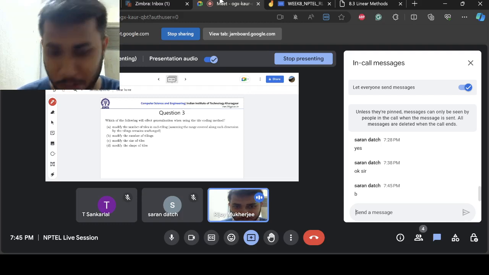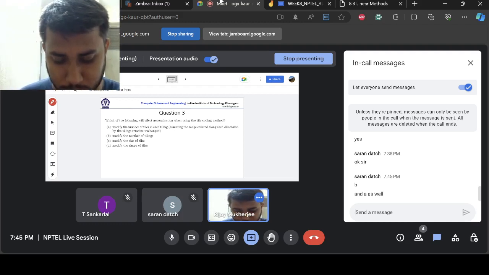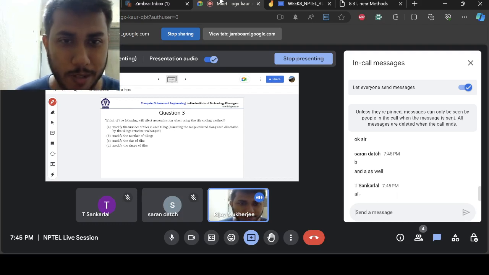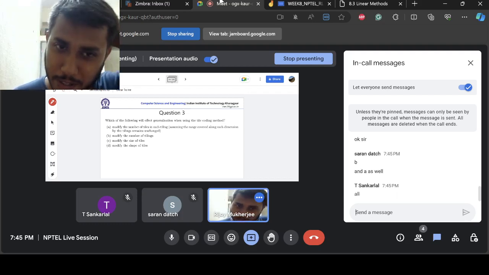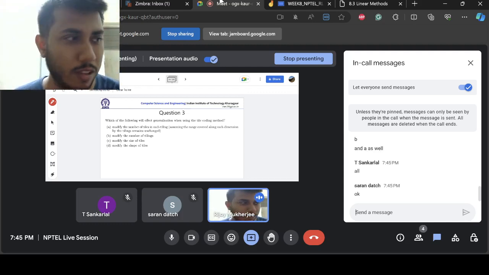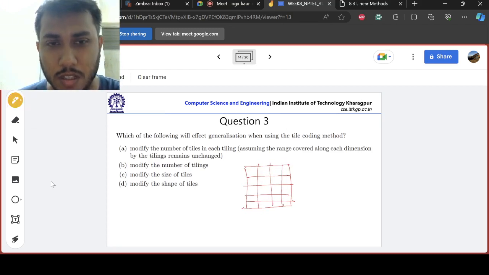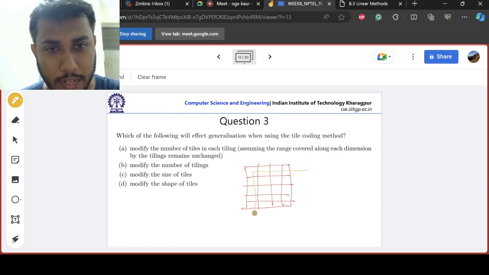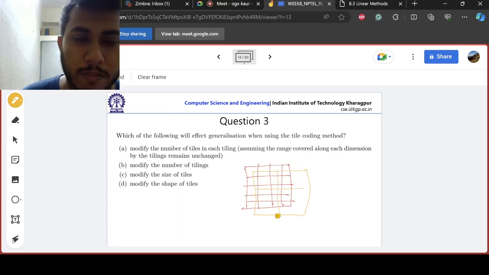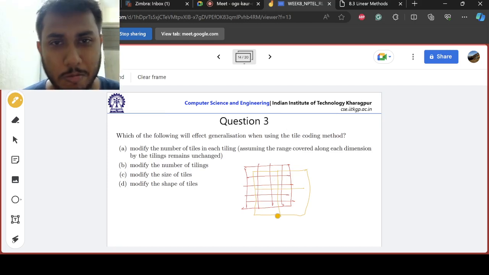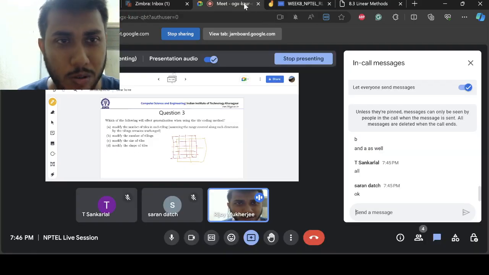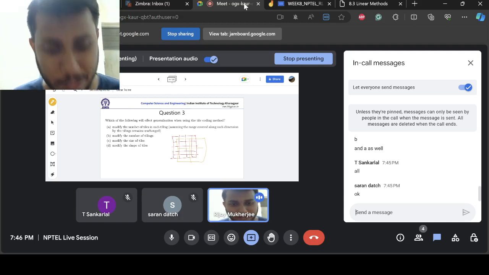B is correct. I'm not doubting. B is correct, but only B? Actually, all of them. Yeah, it's actually all of them because you have a tile like this. Now you are typically using another tile like this, right? Now these two are of different size and shape. Okay, so it will affect the generalization. Now I don't know whether it will increase or decrease, but it will affect somehow.